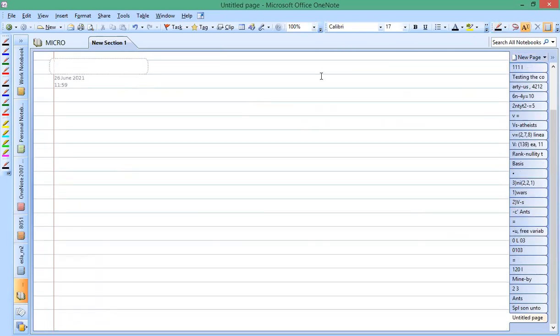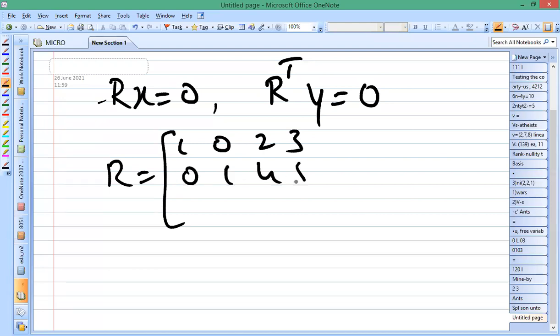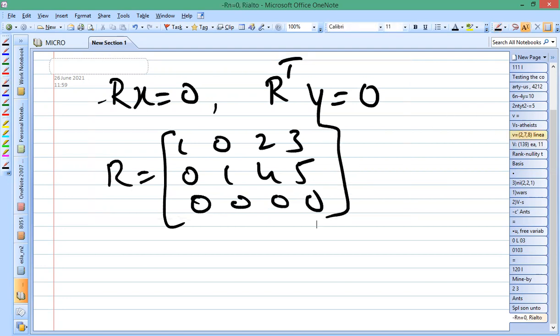Similar problems I'll be giving to you, so solve those. These are all exercise problems from Gilbert Strang. What are the special solutions to Rx = 0 and R transpose y = 0 for R = [1 0 2 3; 0 1 4 5; 0 0 0 0]? This matrix is given, and we are asked to calculate the special solutions for this.